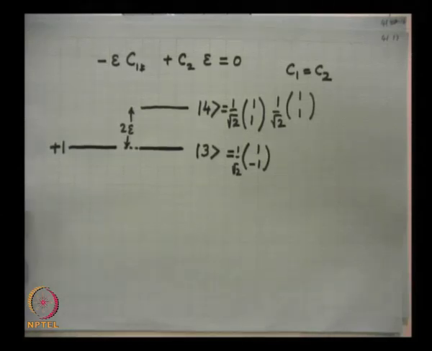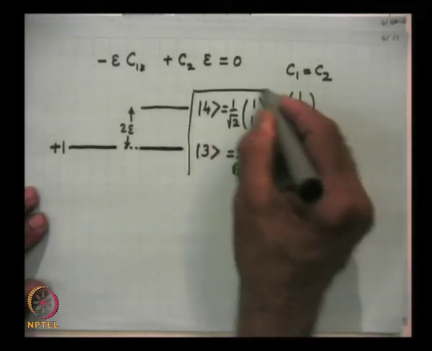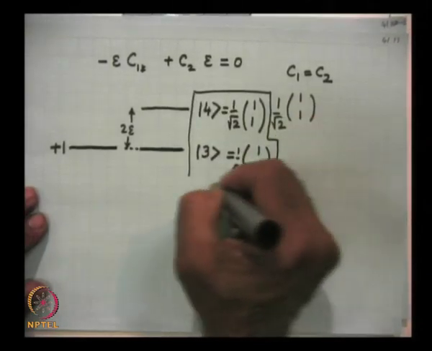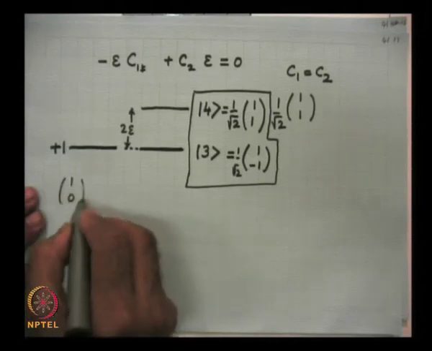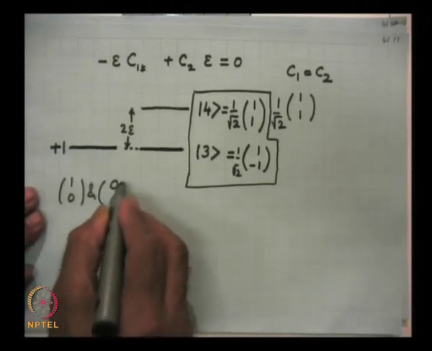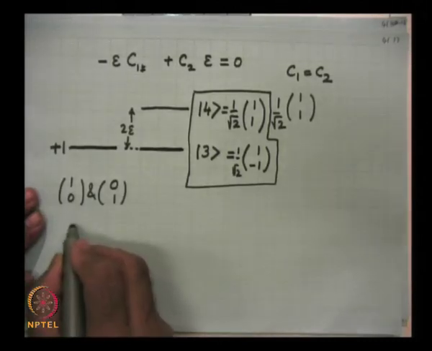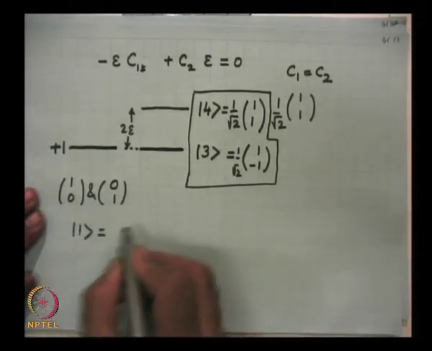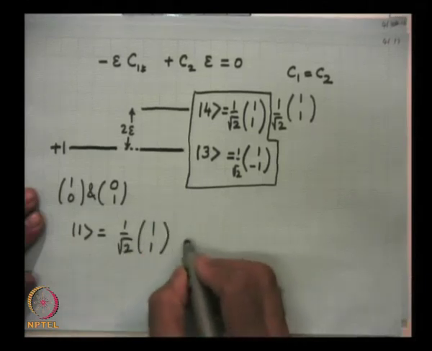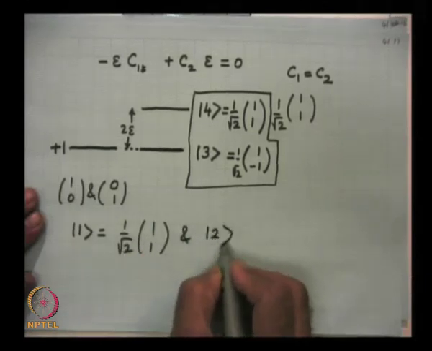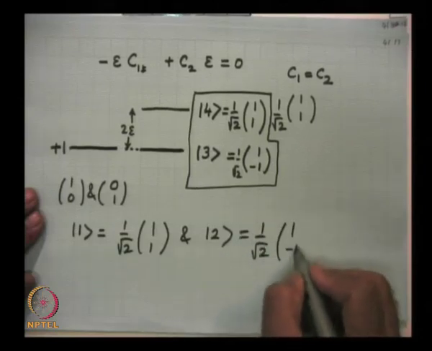One more thing that I want to mention is that we could have equally well started with these eigenkets. Let us suppose instead of 1 0 and 0 1, we had assumed that ket 1 was equal to 1 over root of 2 1 1 and ket 2 is equal to 1 over root 2 1 minus 1.